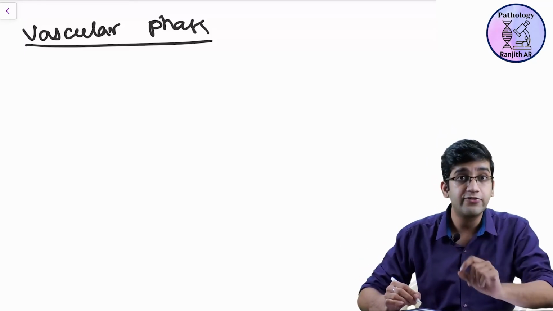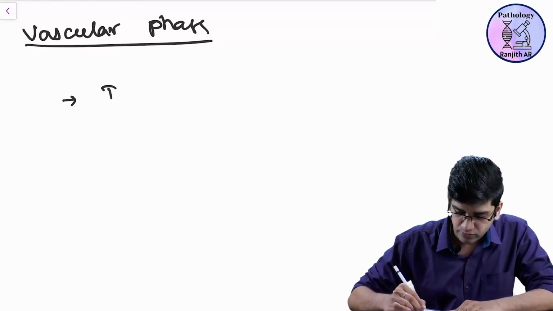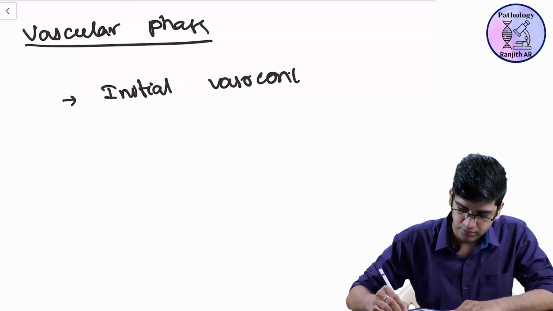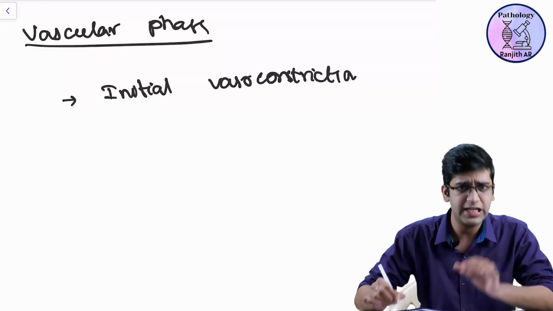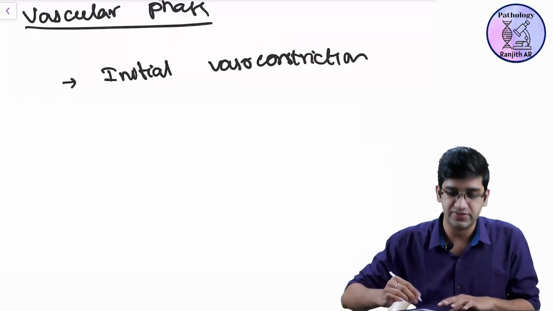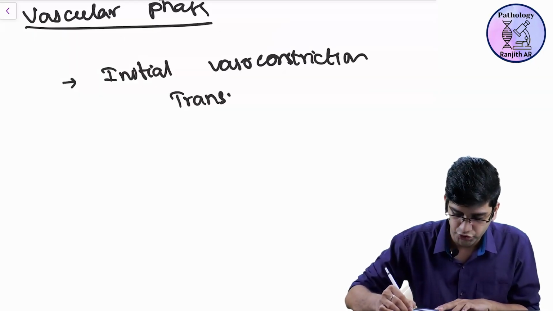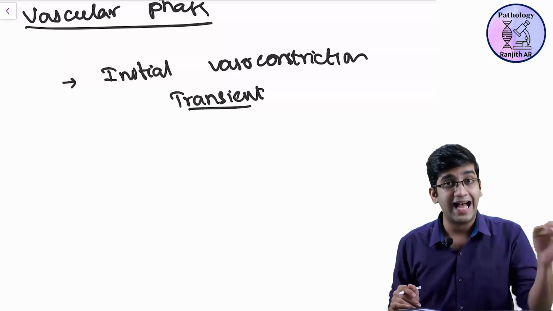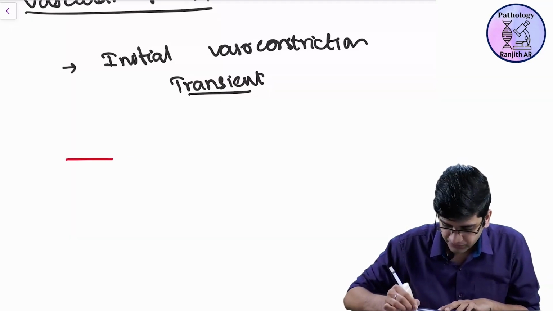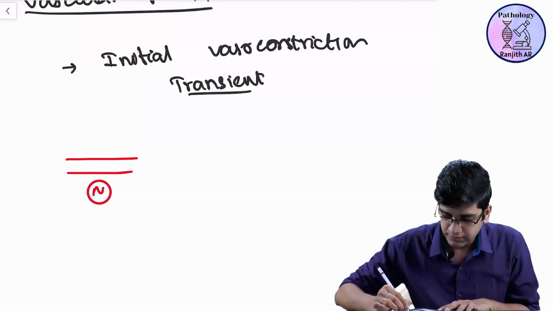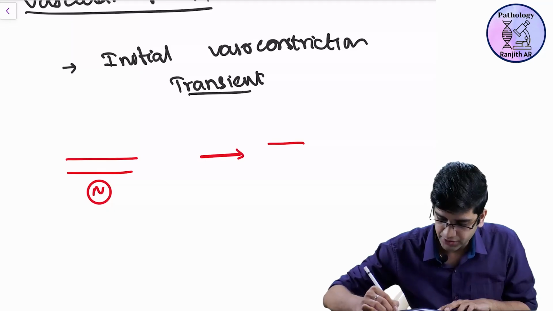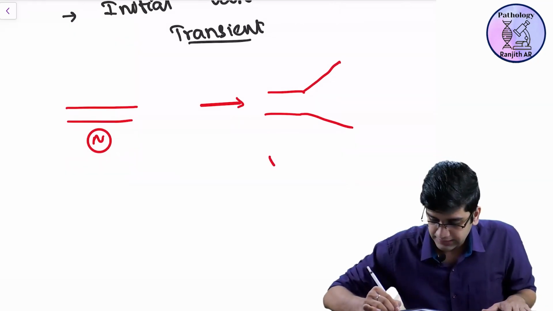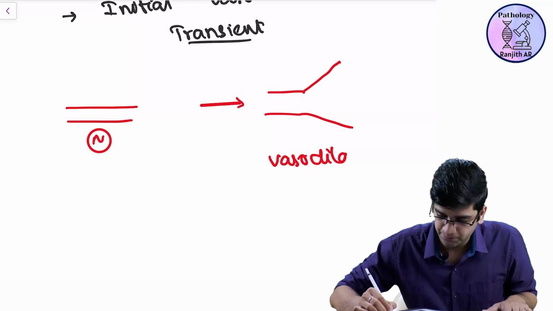Same thing happens here. The first and foremost thing is going to be an initial vasoconstriction. Initially there will be a vasoconstriction, but it will be transient. It will be transient for sure. This is just a spinal response. After that, what happens is the vessel, let's assume this is a normal vessel, you'll have a vasodilatation. The vessel will become bigger. Maybe not this big, but yes, there will be vasodilatation.